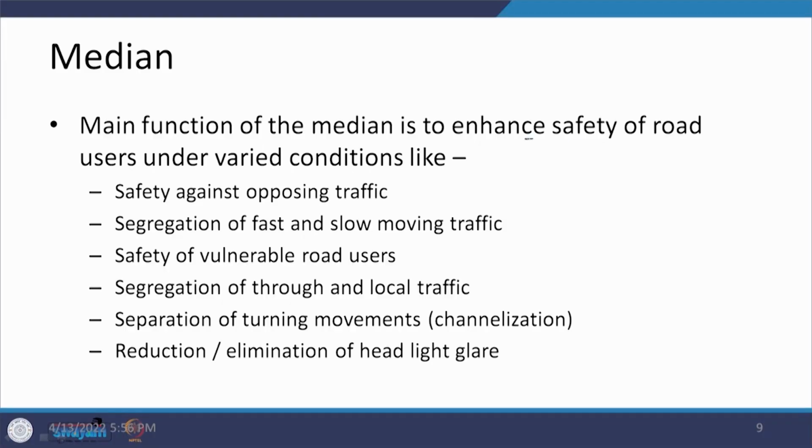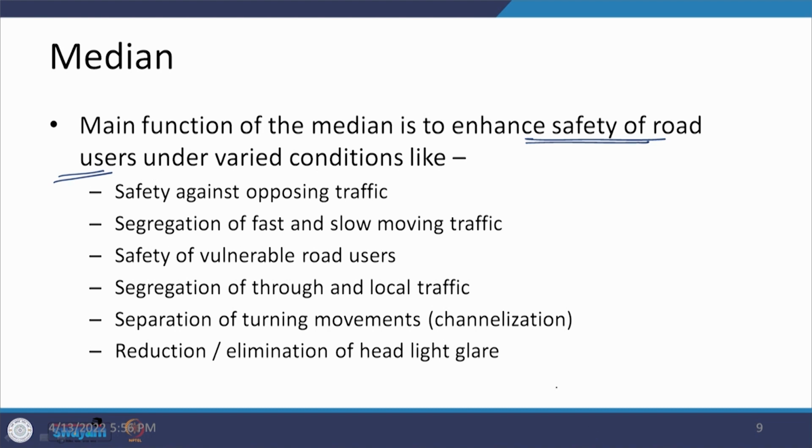So, when we have a median, let us talk about it, and what are the various functions for which these medians are going to be provided. The main function of the median is that we need to improve upon the safety on the road, and this safety is related to all types of road users, whatever motorized, non-motorized vehicles are there, pedestrians are there, as well as they can also help in protecting the property on the side by way of the designs which we have incorporated.